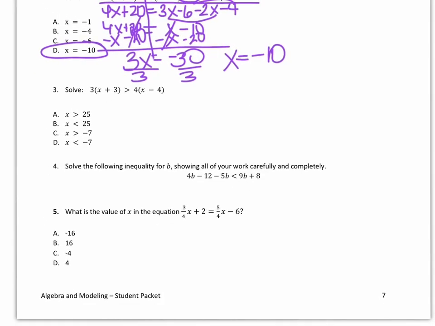Okay, number 3. Still no exponents, so I'm going to go ahead and distribute. 3 times x is 3x. 3 times 3 is 9. Bring down the inequality because I'm doing nothing yet. 4 times x is 4x. 4 times negative 4 is negative 16. So the first thing I notice is if I went ahead and minus 3x from both sides, I keep my x positive. It goes away. Gives me 9 is greater than x minus 16.